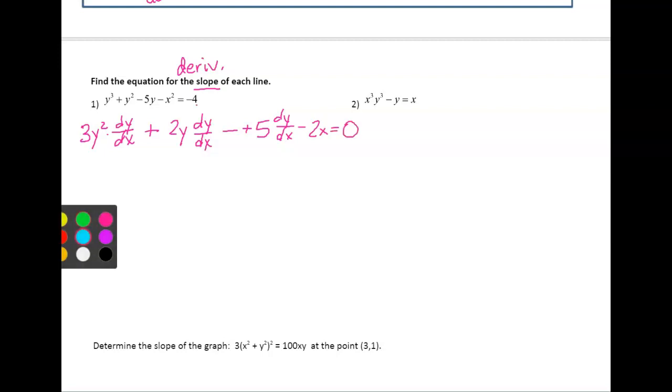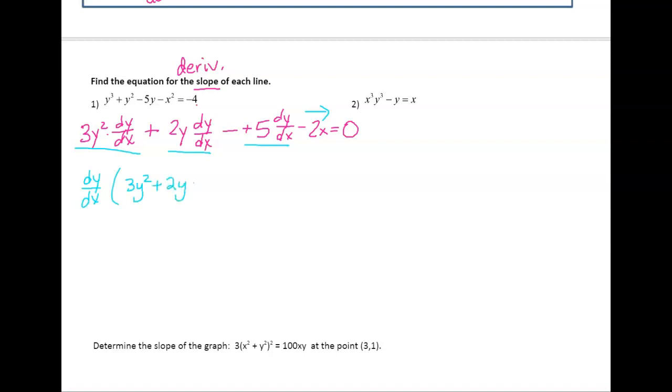So now the idea is we want to get dy dx alone. So this is one term, all one term. We want to move all the non-dy dx terms to the other side, because on this side we're going to factor out dy dx. If I add 2x to the right, then dy dx's are being multiplied, and we can divide. So you don't have to get y alone, you have to get dy dx alone.